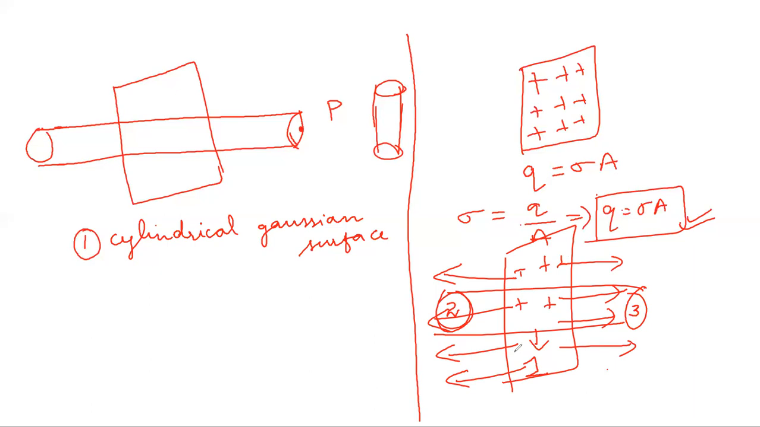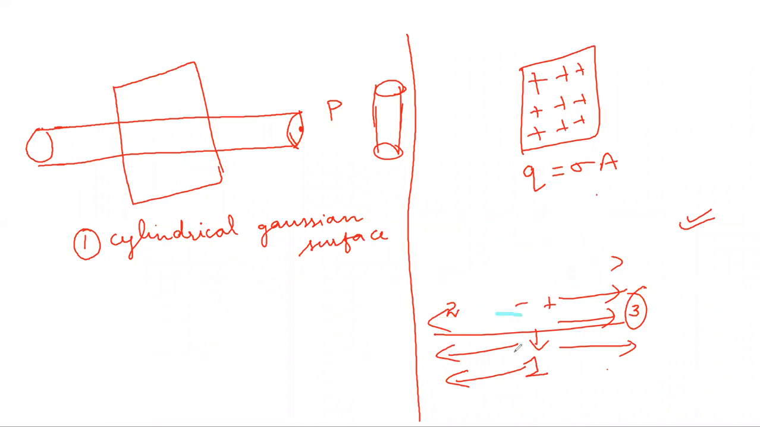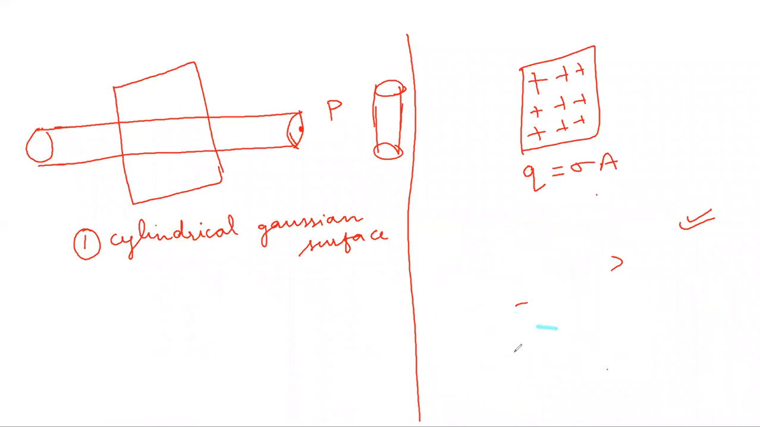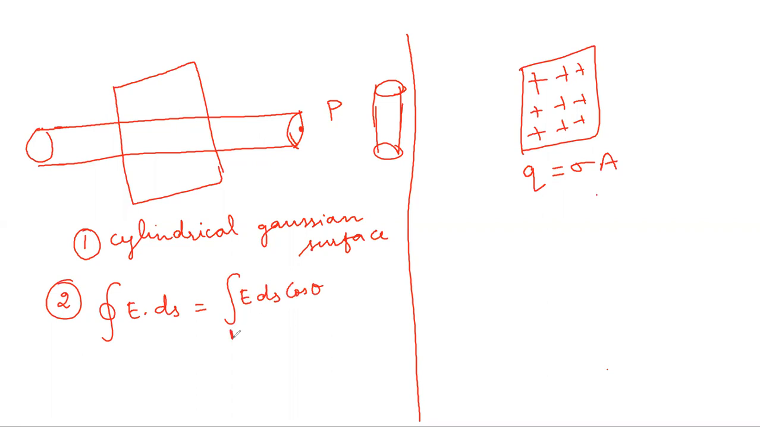Now let's see how we are going to find E dot ds. The same thing that we did in the last class, we are going to do in this situation also. So let's start. Point number 2, we will find the closed integral of E dot ds, that is nothing but the integral of E ds cos theta in surface 1. I will draw in the same method that we have taken so that it is not confusing. Like this we have taken the cylinder. This is surface 1, this is 2 and this is 3.